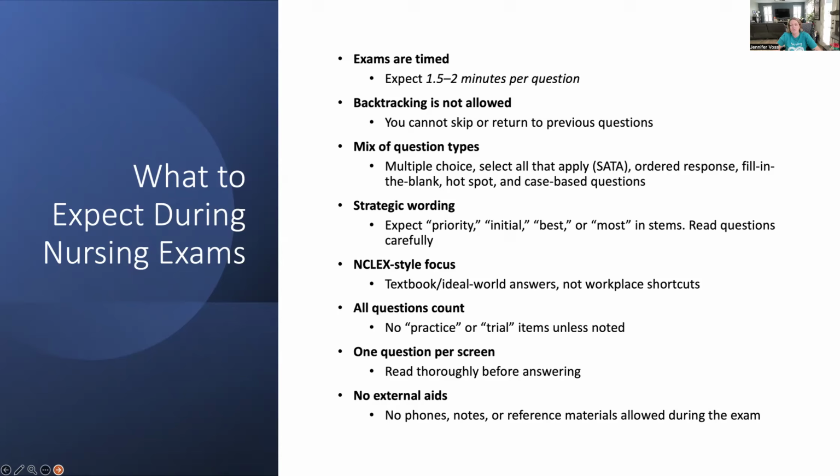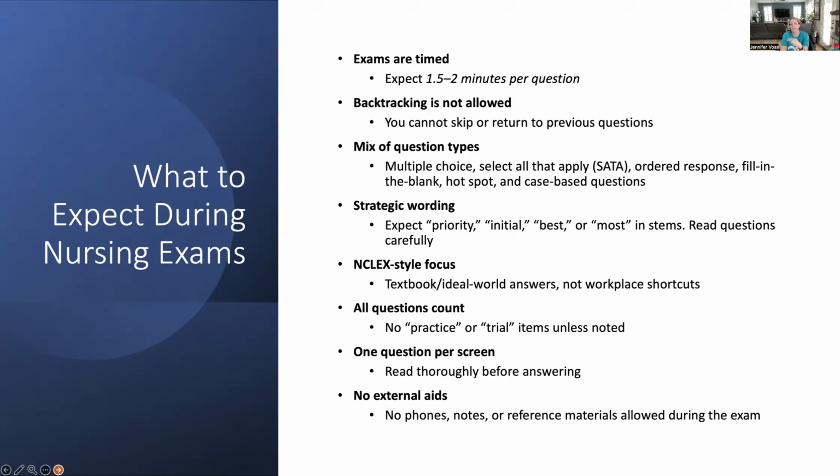All questions count. So we're not going to have, unless it is noted on there, a question that is just for funsies, right? They're all going to have points associated with them. I include that on here because, for example, in the HESI, sometimes if they're piloting a new question type, they will have questions on there that you don't know is a pilot. They only know it on the back end, and it doesn't ultimately go into your score. However, for us, we're not doing that. If I put a question on the exam, it's going to count per point.